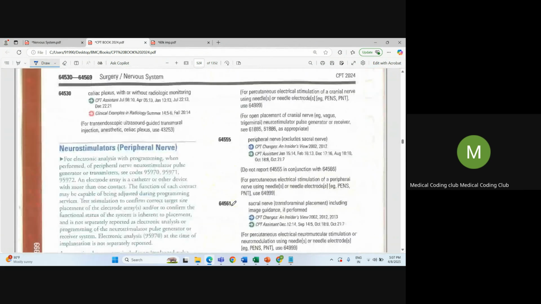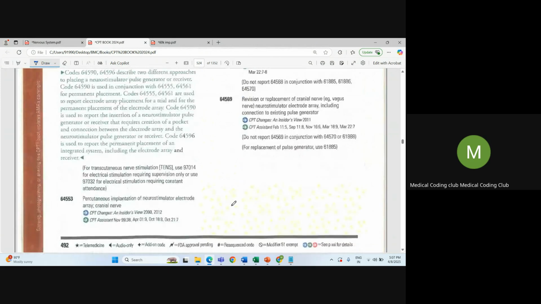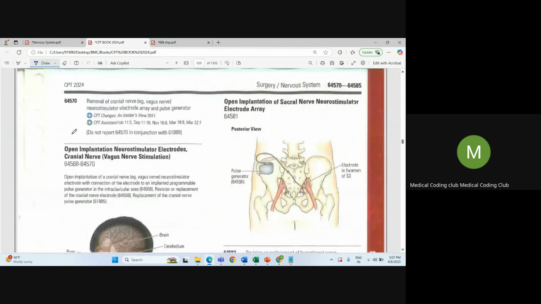So under neuro, you can see 64570, removal of cranial nerve, example vagus nerve. A neurostimulator, electrode array, and pulse generator. So removal of neurostimulator, electrode array, or pulse generator. Answer should be 64570. Option B is the answer.